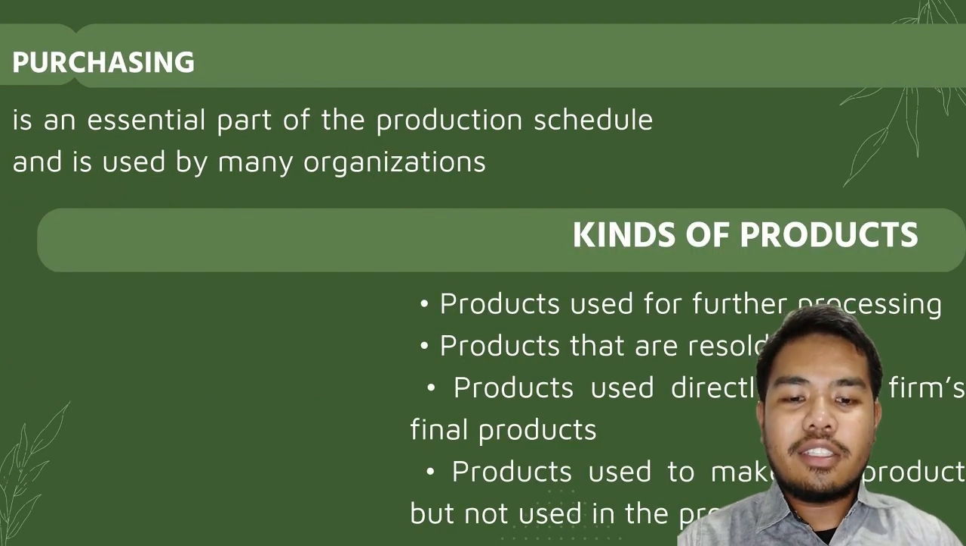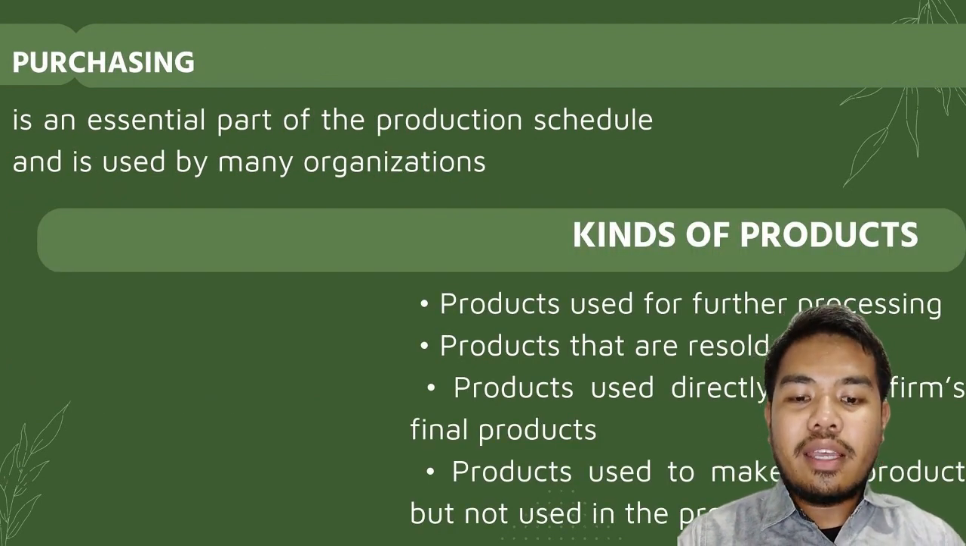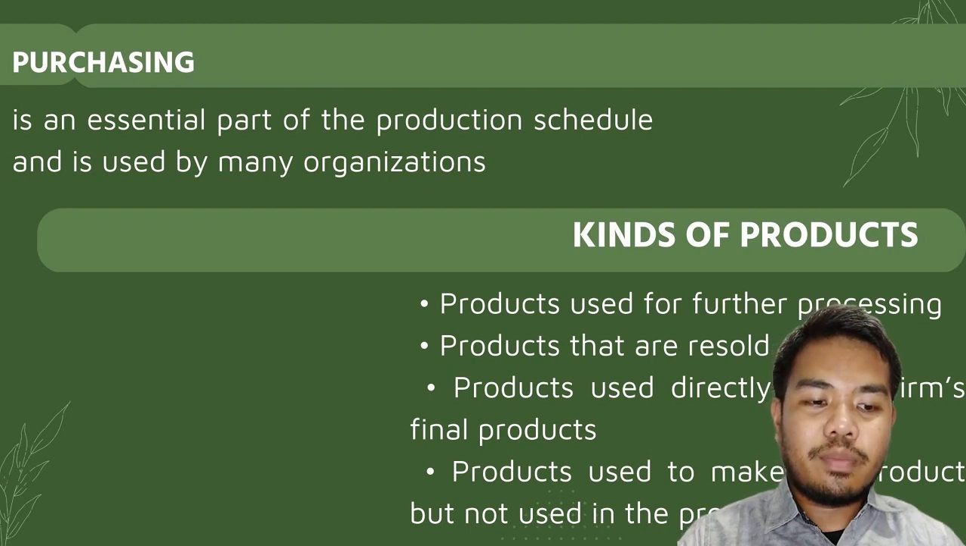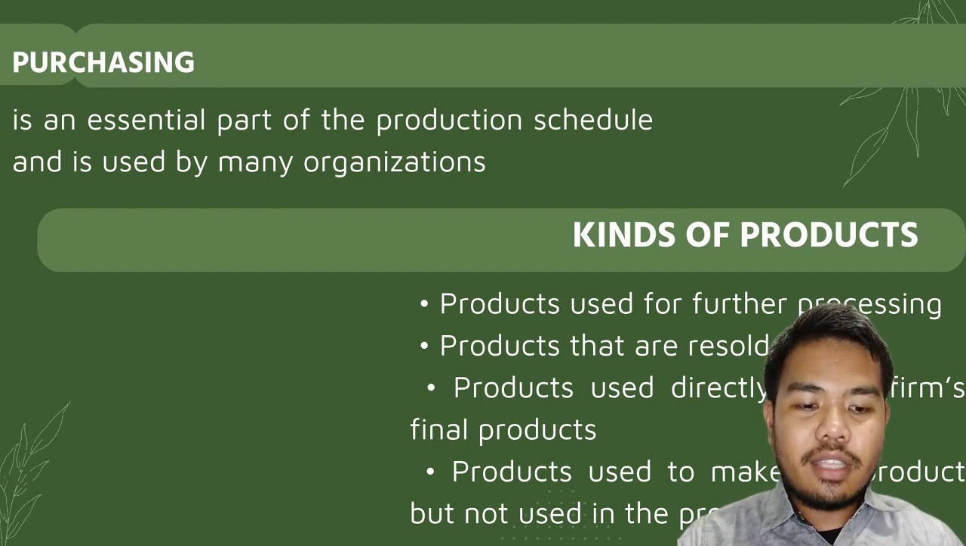Purchasing is an essential part of the production schedules and is used by many organizations. Kinds of products: products used for further processing, products that are resold, products used directly in the firm's final products, and products used to make the product but not used in the product itself.